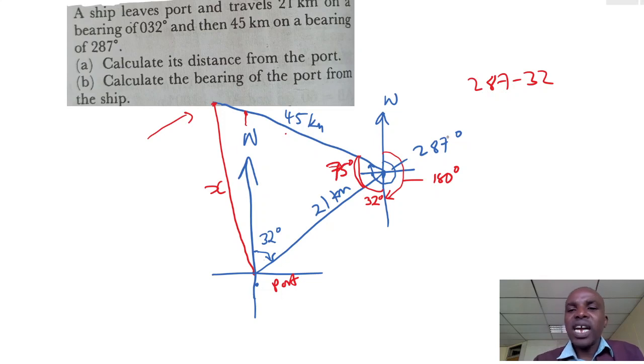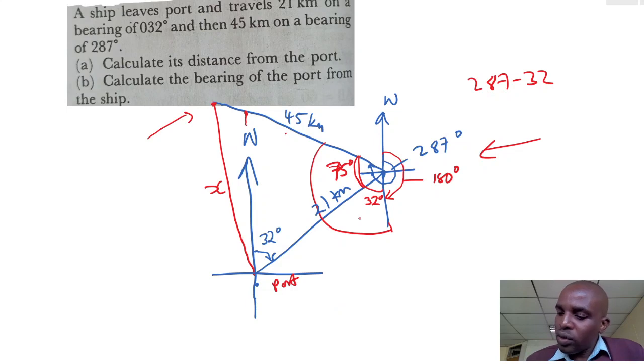There are two ways. I can first subtract 287 minus 180. Then 107. So 107 will be this angle. This angle is 187. Then I will subtract 107. Then I will subtract 32. I will still get 75, right? Now find your x.